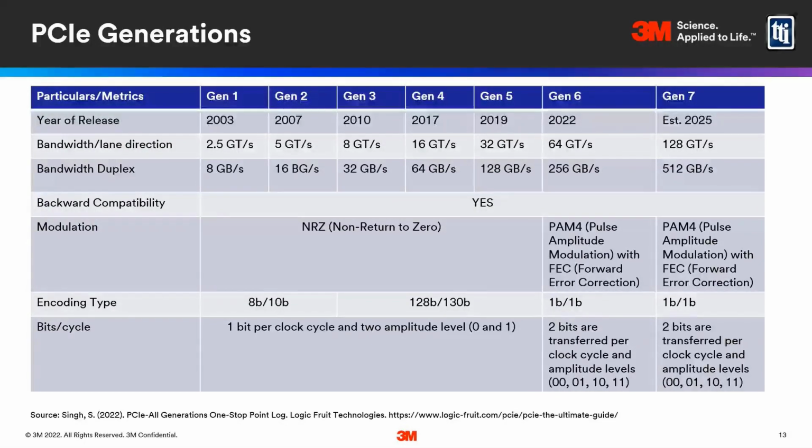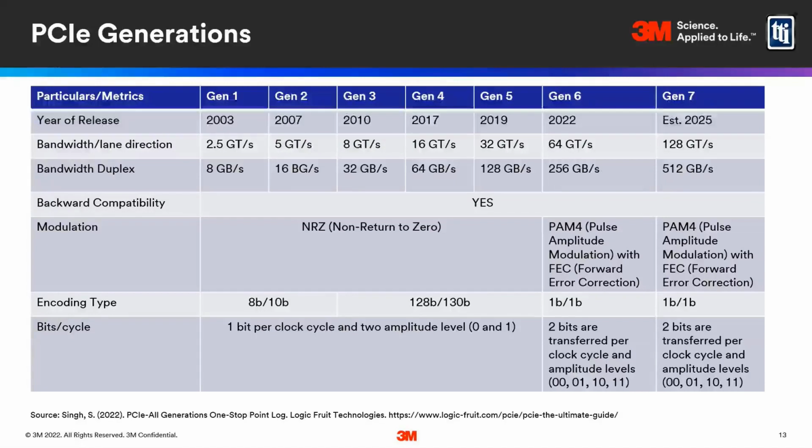And really key is backward compatibility, so that if you're designing a Gen 5 card or device, that can be plugged into a Gen 3 system. And you'll see on the next slide what that means. Even though it's backwards compatible, you still need to consider the performance trade-off with that. But that device will be able to function in an earlier generation device.